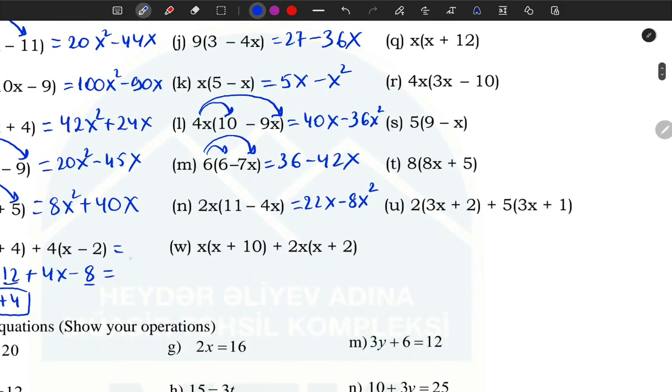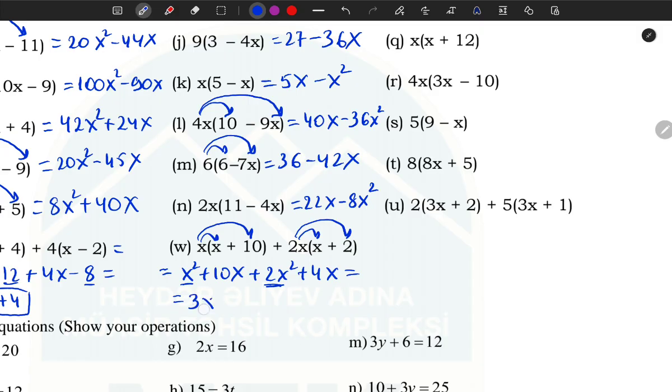Variant W, here we multiply x by x, then x by 10, we get x squared plus 10x, then plus 2x multiplied by x gives us 2x squared, 2x multiplied by 2 gives us 4x, and then we need to collect like terms. Here are like terms x squared and 2x squared. When we add these terms, we get 3x squared, and 10x plus 4x gives us 14x, and finally we get 3x squared plus 14x.